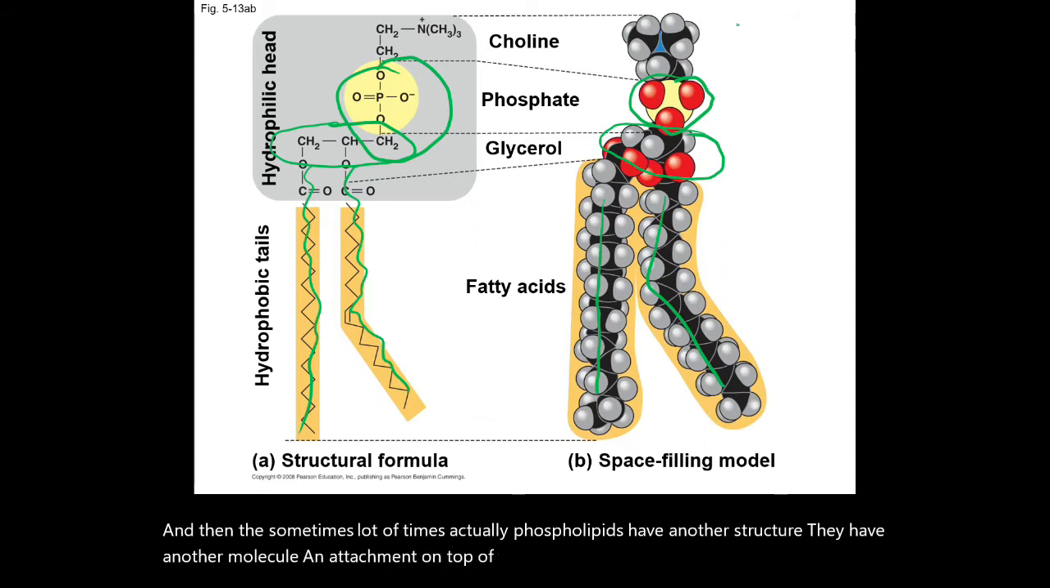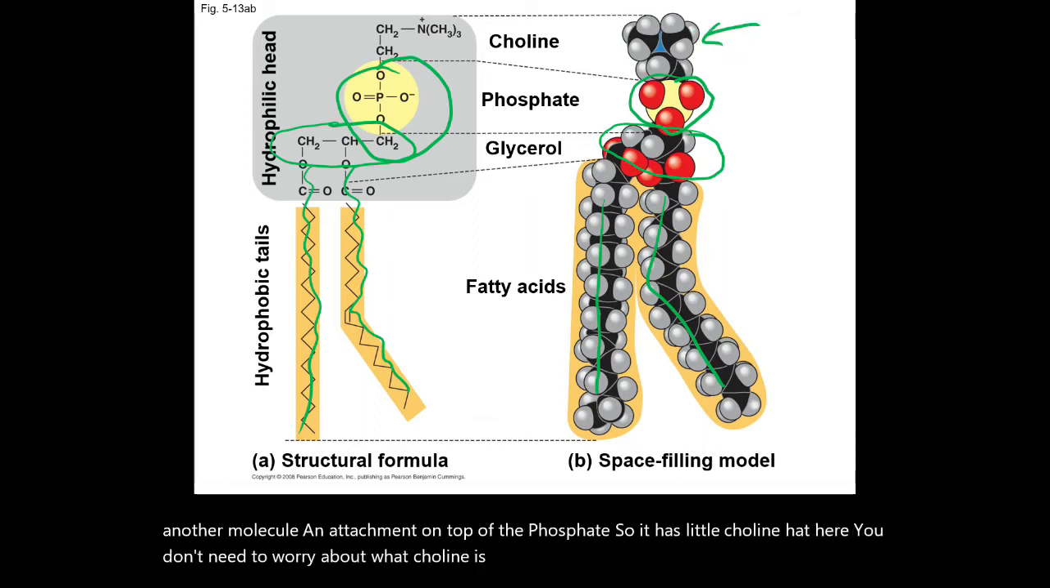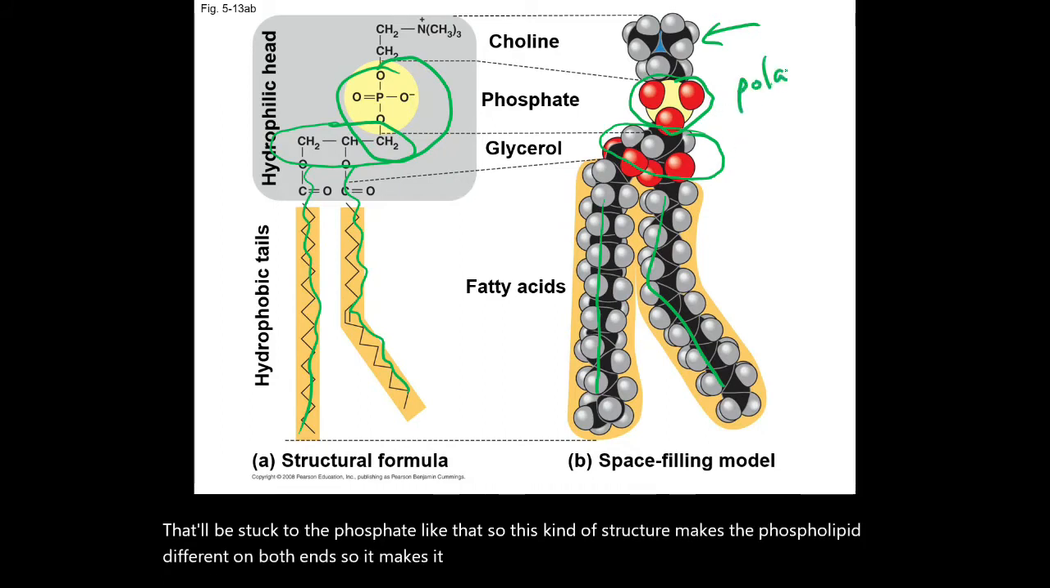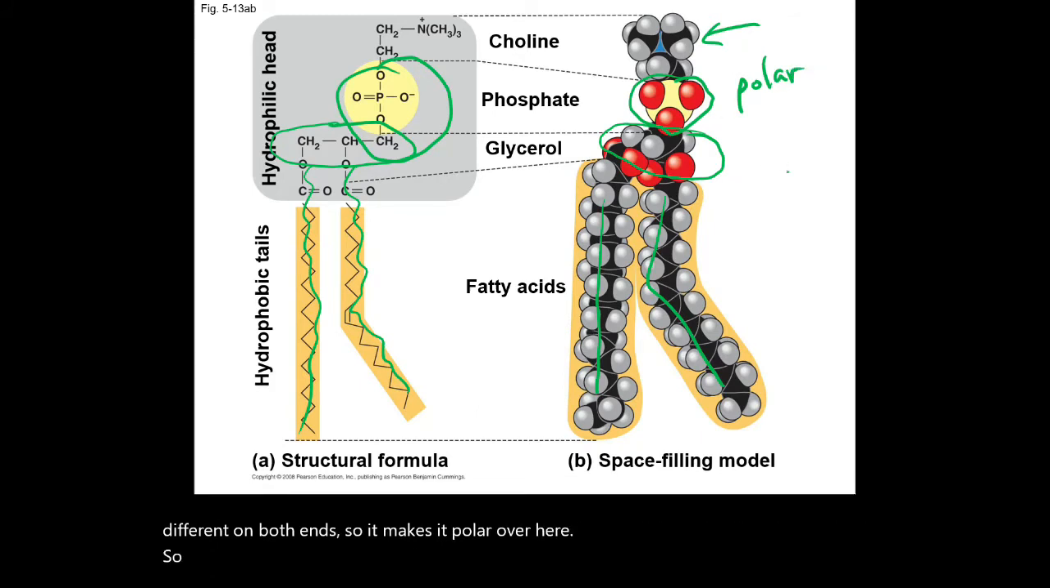So that it has a little choline hat here. You don't need to worry about what choline is, but there's a variety of different compounds that can sometimes stick on top. Choline is a common one. There's other ones that'll be stuck to the phosphate like that. So this kind of structure makes the phospholipid different on both ends. So the head part of it, the phosphate head, is polar. It's got slight charges, or partial charges, I should say.